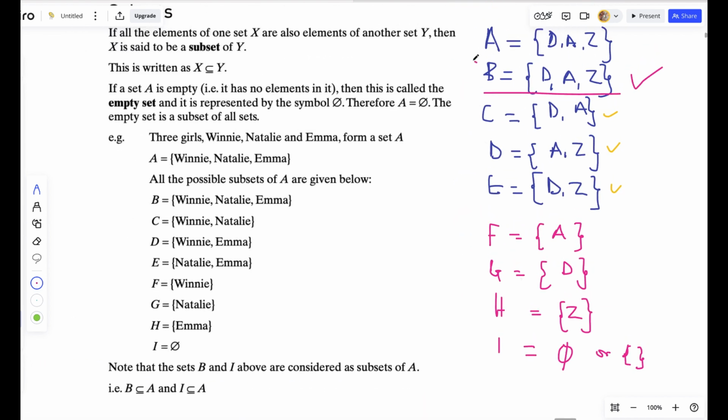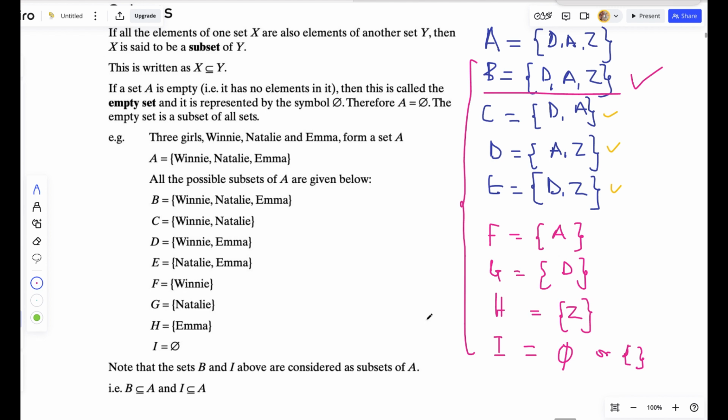Okay, so this is what we mean by subset. From B to I, they call the subset. From B to I, they are subsets of set A. So the whole set is a subset of A, and the 2 out of 3 are subsets of A, and then 1 out of 3 are subsets of A, and the empty set is a subset of A. Now this will lead us to what we call the proper subset.